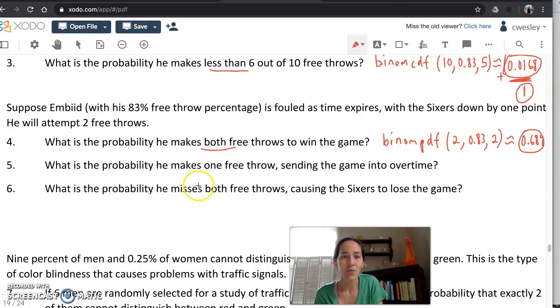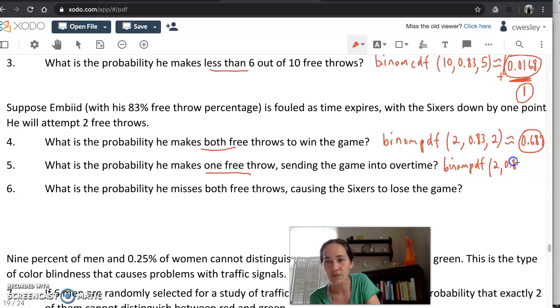What's the probability he makes one or the other, just one free throw? Well, this is good with the PDF as well. Binom PDF. Almost the same exact setup, right? He's going to the line for 2 shots. He's got this probability of success, but we want to know the odds that he does make one or the other. Then he makes one of those 2 shots. Type that into the calculator, you get lower odds, 0.282. So a 28.2% chance the game goes into overtime.